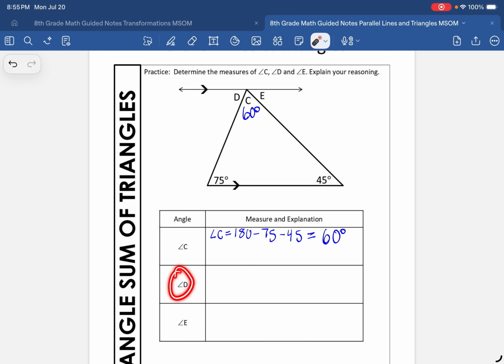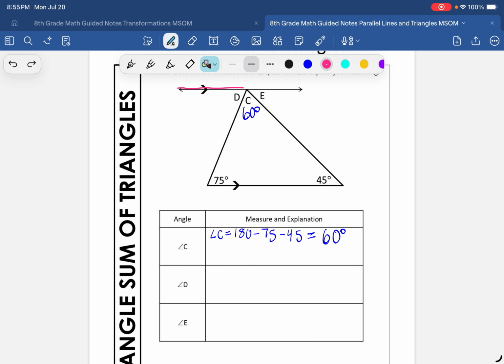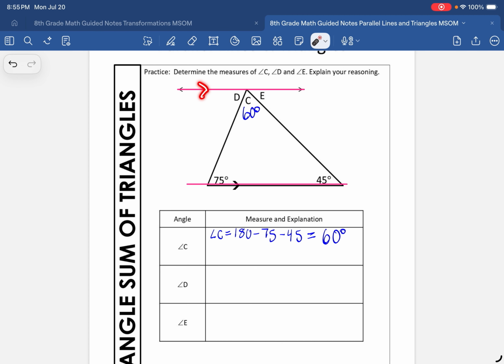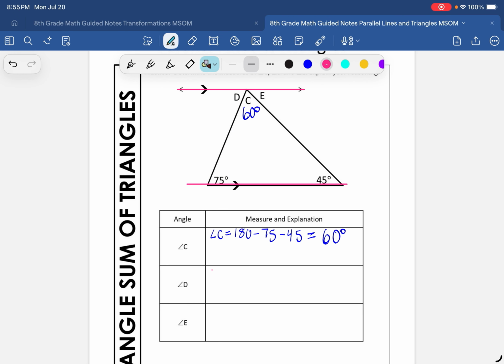Angle D, which is this angle right here. See this little marking on the line? That's indicating that these two lines are parallel. If we look at this as the transversal, then angle D and this 75 degrees are alternate interior angles. Therefore, they will have the same measure, and angle D will be 75 degrees.